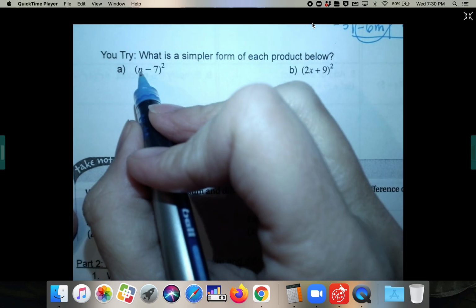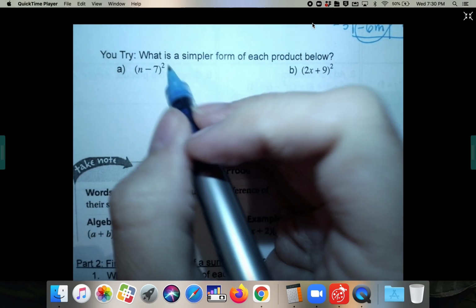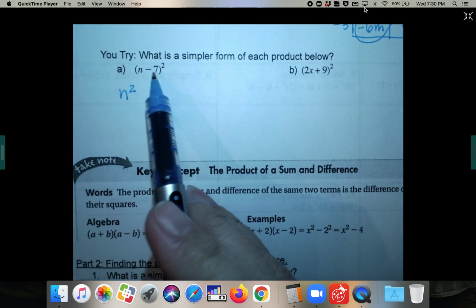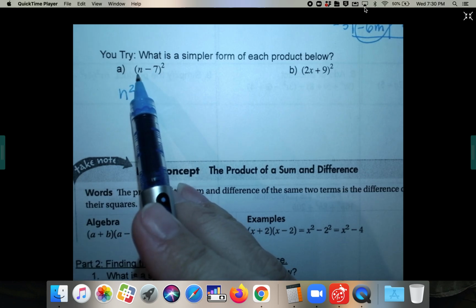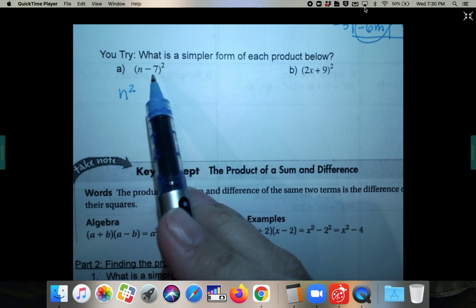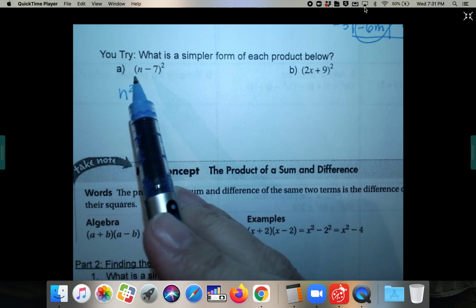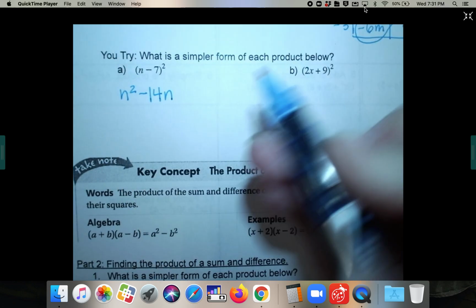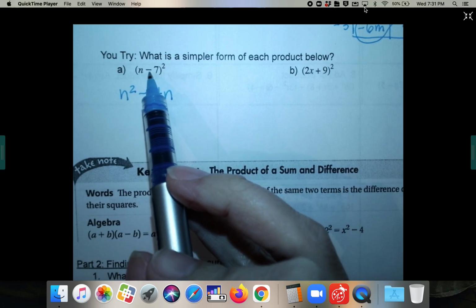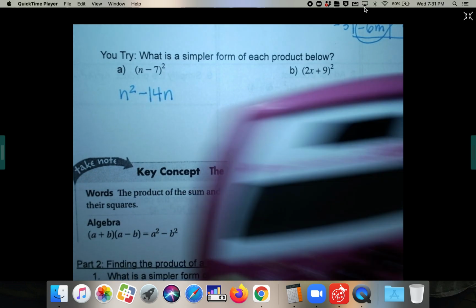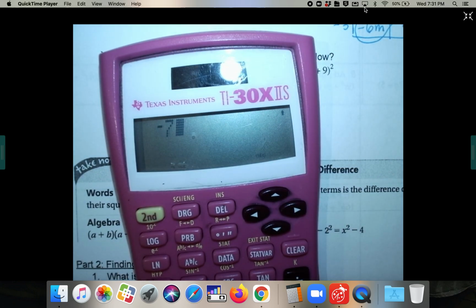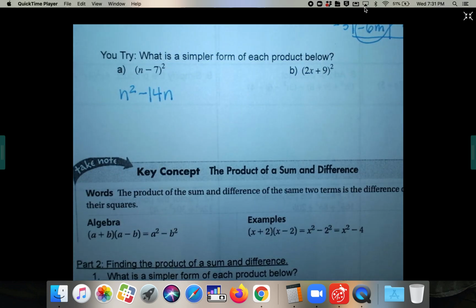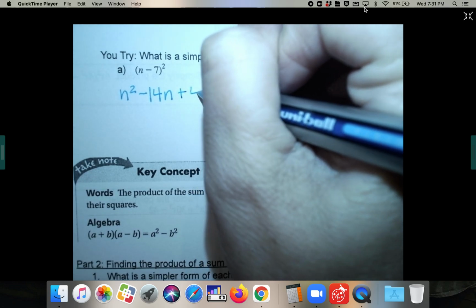All right, so I would square the first number, which n squared is just n squared. I would multiply the two together, which negative 7 times n is negative 7n, and then I would double it. So negative 7n doubled is negative 14n. And then square the last one. That, by the way, is a negative 7. And if you square negative 7 times negative 7, and negative times negative makes it positive. So you need to be sure you put a plus 49 here.